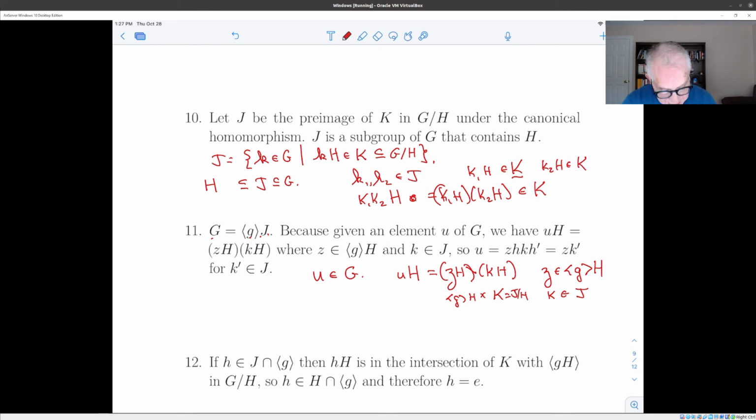And what that means is that u is equal to z times k times an element of H, because this is an identity of cosets. But if k is in J and h is in H, which is a subgroup of J, then kh is in J. And z is in the cyclic subgroup generated by g. So this tells you that you can write u as a power of g times an element of J.